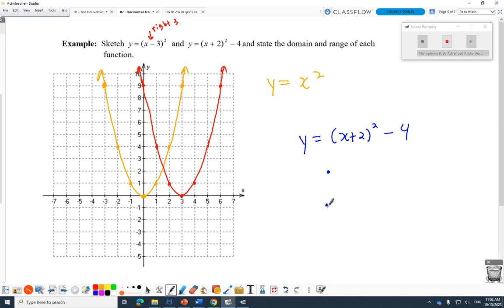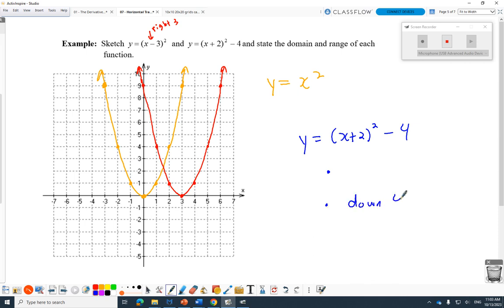Which one's the easier one? The plus 2 or the minus 4? Like, which one's the intuitive one? The one you look at and go, that's easy. The minus 4 is the easier one. What does minus 4 do? It's intuitive. Down 4.